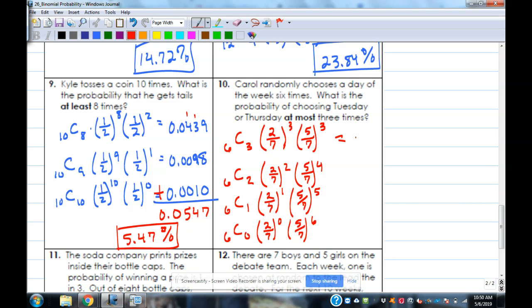So 0.1700 is 187. Same for that one. There's a 13.28% probability that we don't pick Tuesday or Thursday at all. And we add those up.